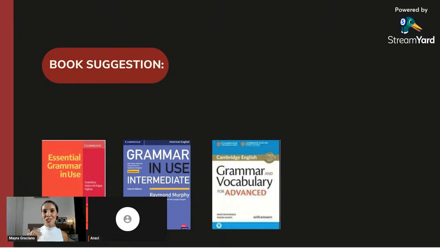We always need to have the basis of the grammar, right? We have to study the grammar, but it can be fun. It can be contextualized, okay? Keep this in mind. All right.